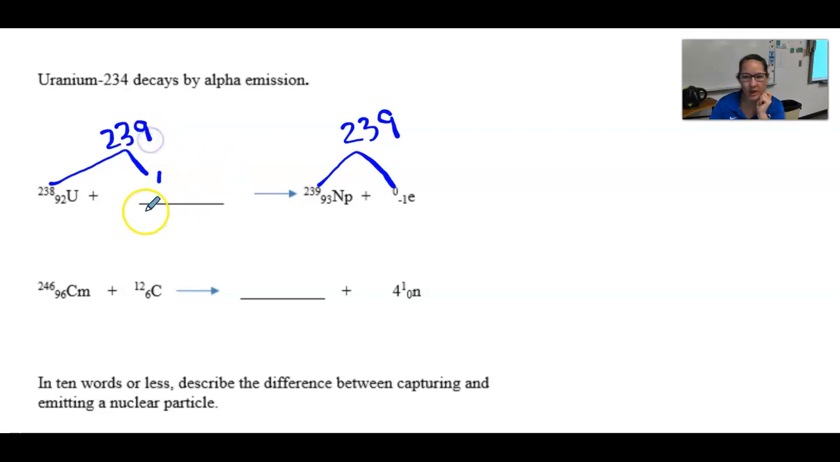Equal on both sides. And now at the bottom over here, 93 and negative 1 equals 92. So that means that this number and this number have to both equal 92. So that makes this a 0. And this is the symbol for a neutron.